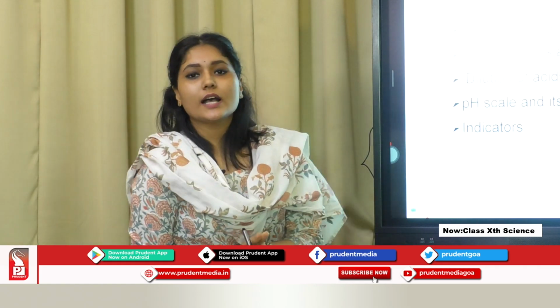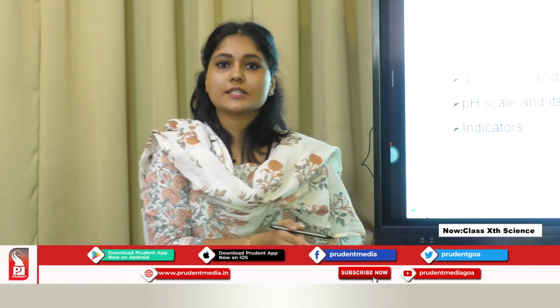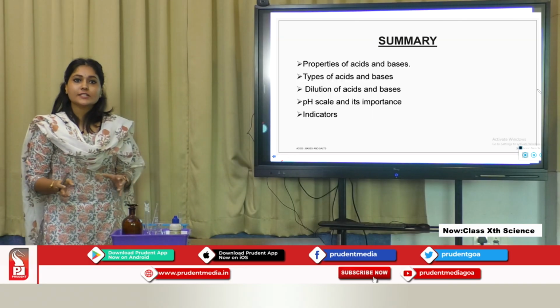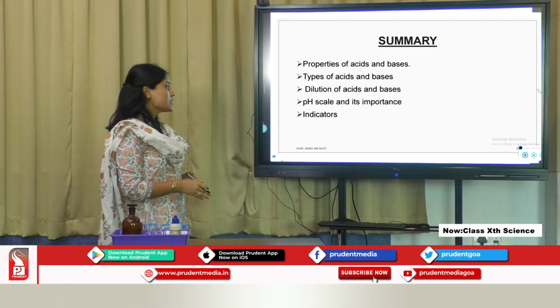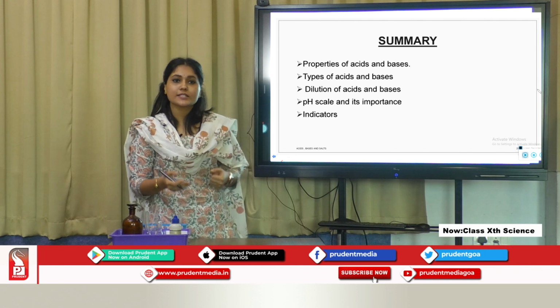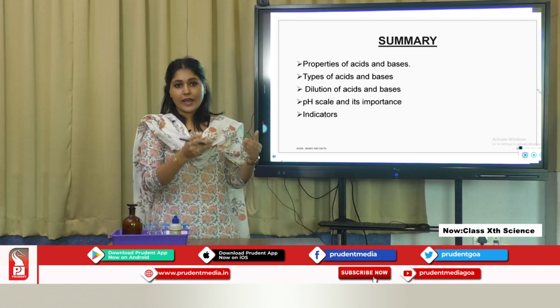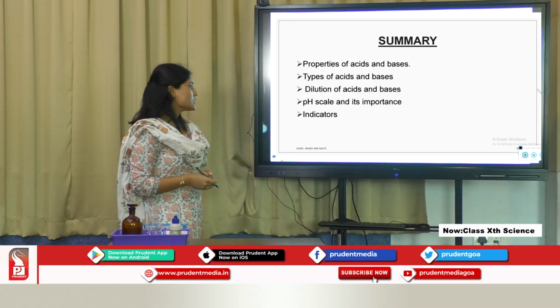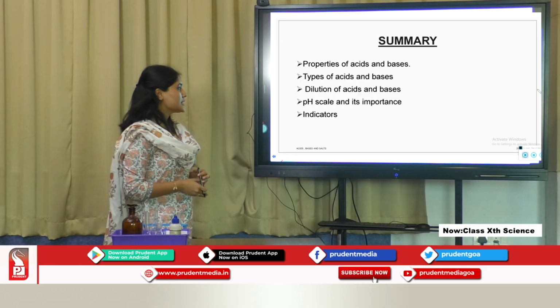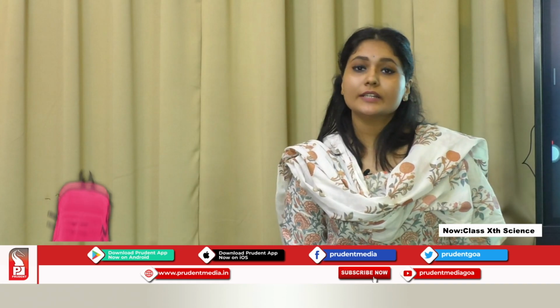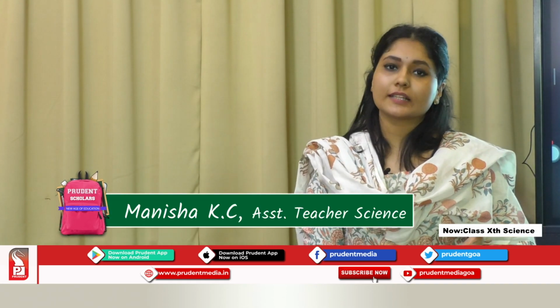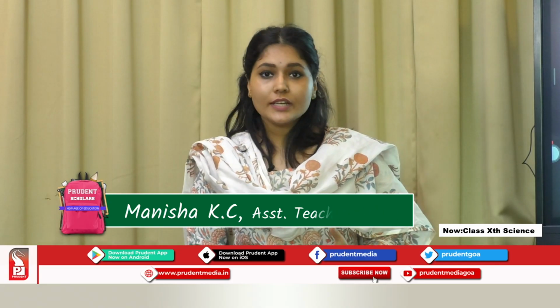So students, in today's class we have learnt about properties of acids and bases. We have learnt about types of acids and bases, that is organic acids, inorganic acids as well as bases. We have learnt how to carry out dilutions of acids and bases, that is you have to slowly add acid to a beaker containing water, okay, and stir it very slowly. Then we have learnt about the pH scale and its importance, which is also called a universal indicator. And then we have learnt about different types of indicators, natural indicators, synthetic indicators and olfactory indicators, okay.